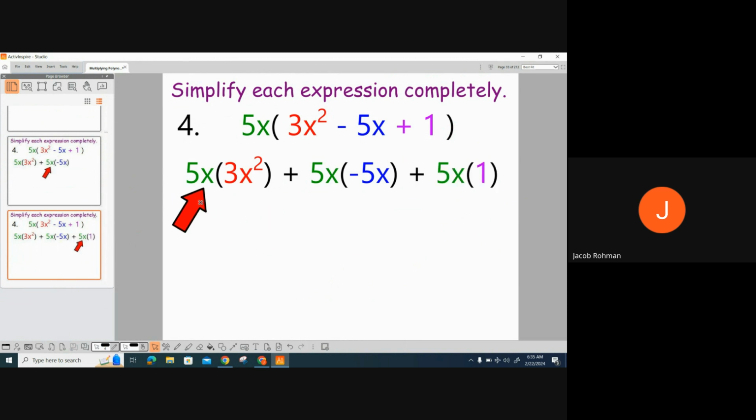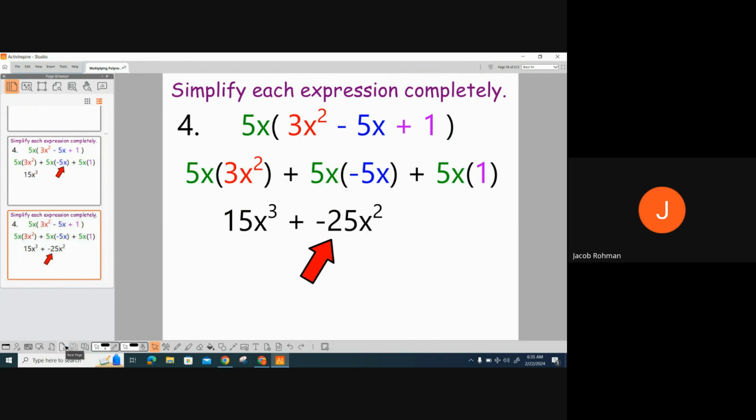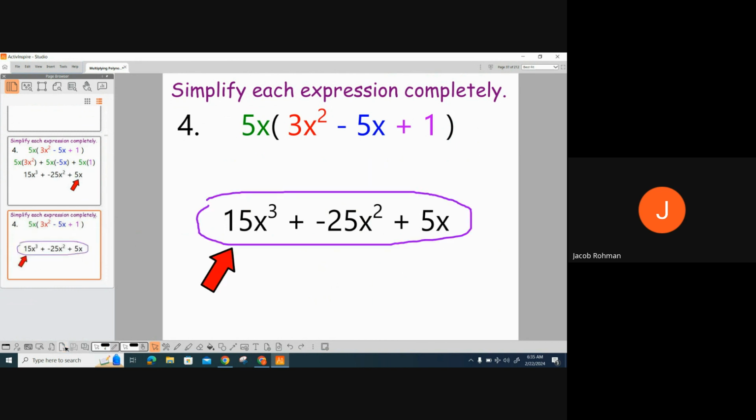Now, when I multiply 5x times 3x squared, I get 15x cubed. And when I multiply 5x times negative 5x, I get negative 25x squared. And then 5x times 1, anything times 1 is itself, so we're just going to say that's 5x. And then this would be our simplified expression.